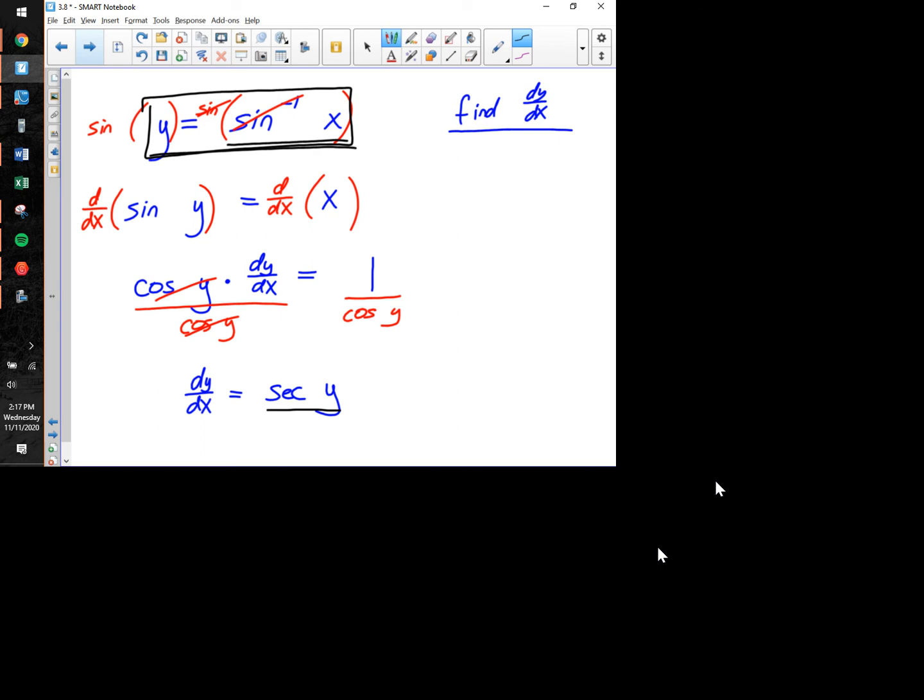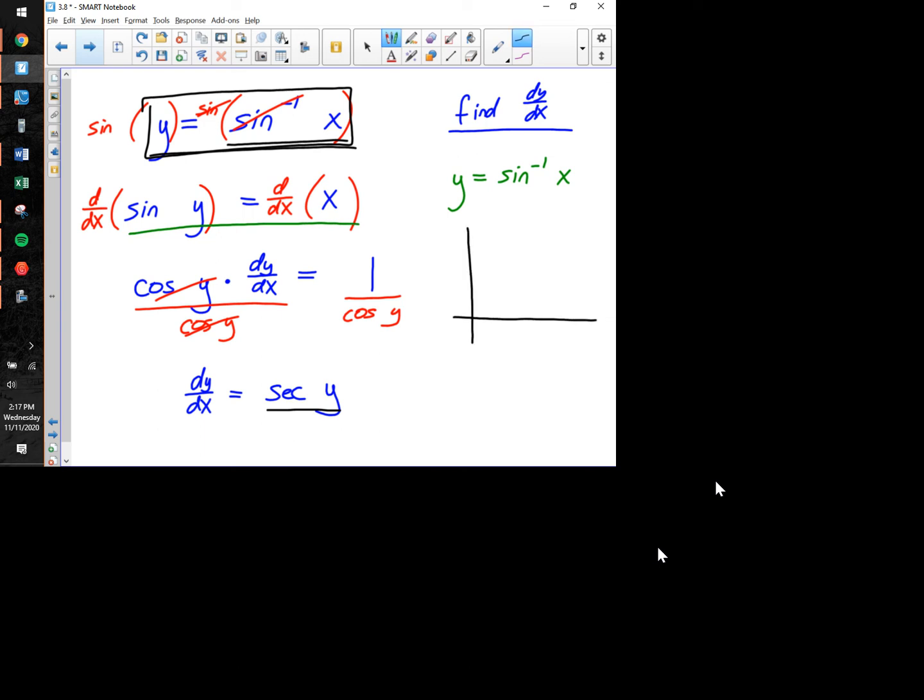So we go back to the original statement, guys. Y is equal to the inverse sine of x. Now what does that mean? X is the ratio and y is the angle that has a sine equal to x. Actually, that might have been easier to see right here. The sine of y is equal to x.